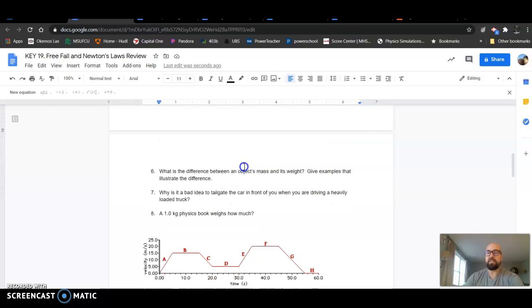So, and that's because it has horizontal velocity from when you were running with it. So, the difference between an object's mass and its weight: weight changes based on location. A good example of that is if you were to travel to the moon, or even go to the top of a mountain versus sea level, your weight is different because the force of gravity on you is different in those situations.